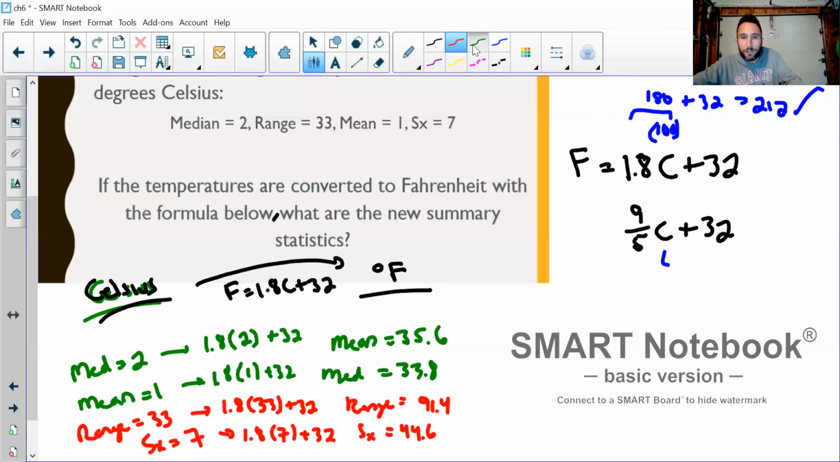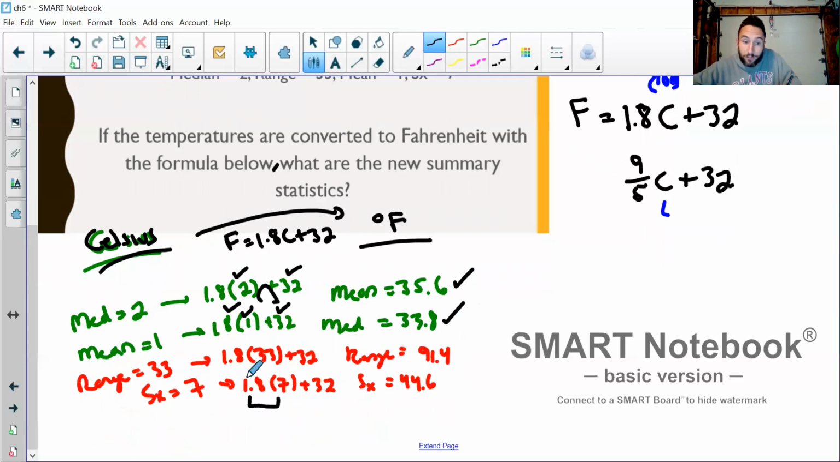If we look in green up here, we're good. Measures of center are affected by shifting, and they're affected by rescaling. So for the measures of center or any measure of position, this is good. We're just going to plug the number into the formula. The shifting affects center and position. The rescaling, the times 1.8, affects measures of center and position. So we're good here. But what's the mistake in red at the bottom?